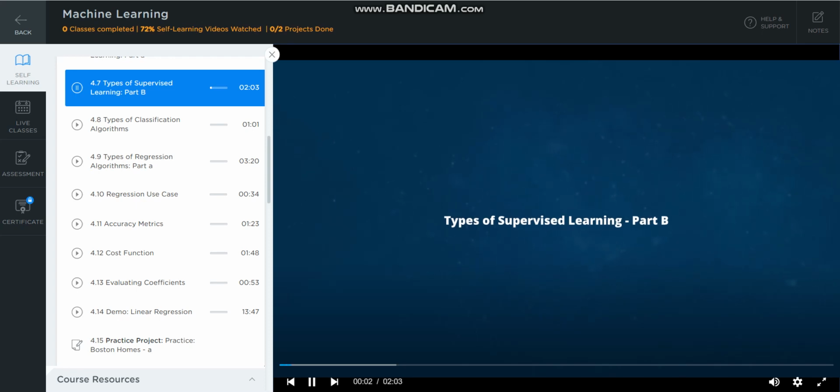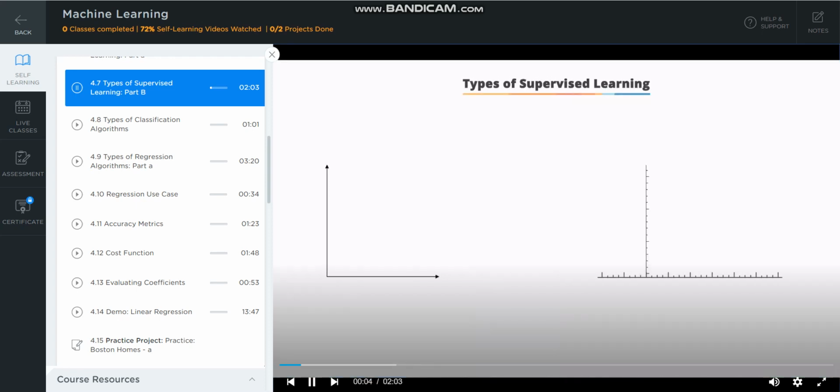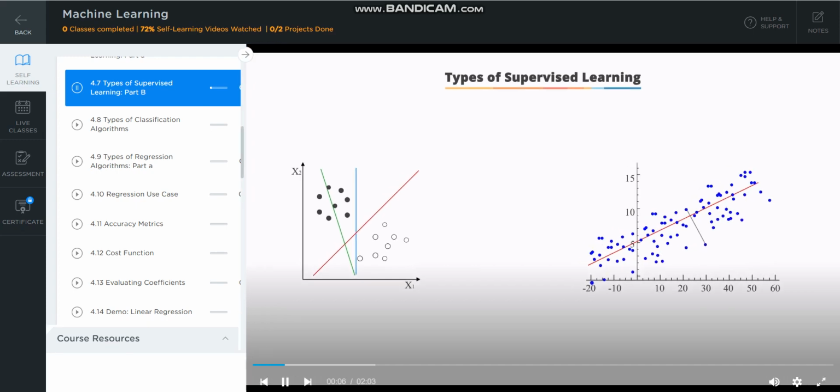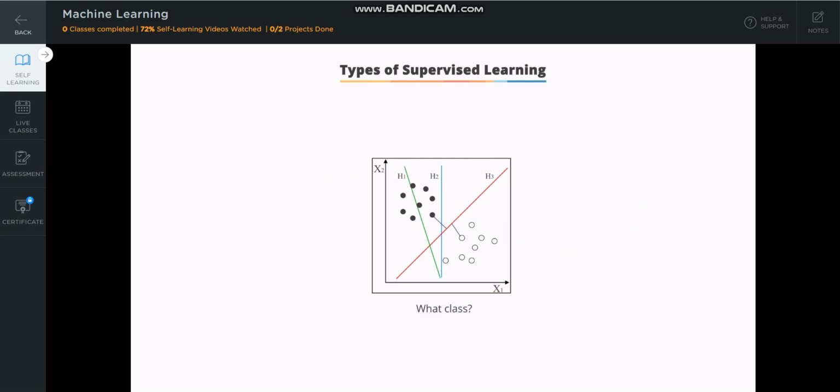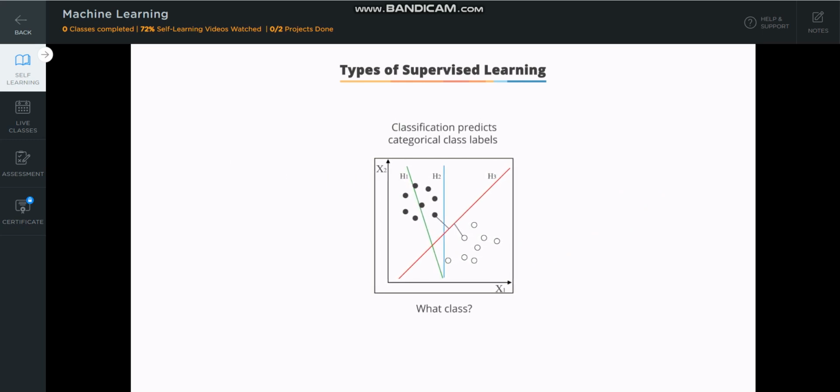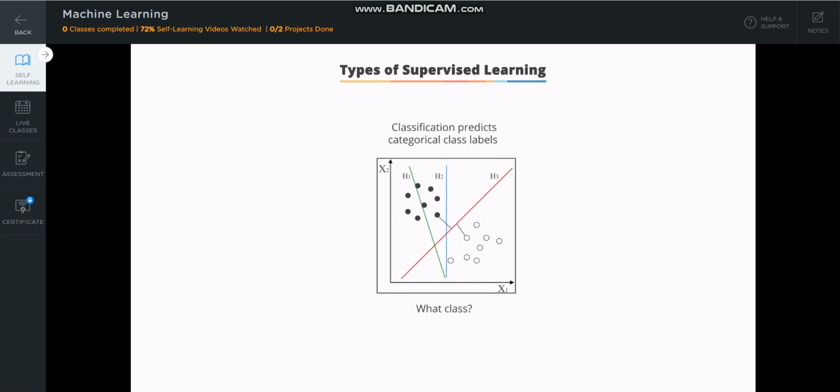Supervised Learning, Part B. Let's try to understand classification and regression by looking at the given graphs. We will cover classification first. Classification either predicts categorical class labels or classifies information that is used in the classification of characteristics to build a model based on the training set and values.